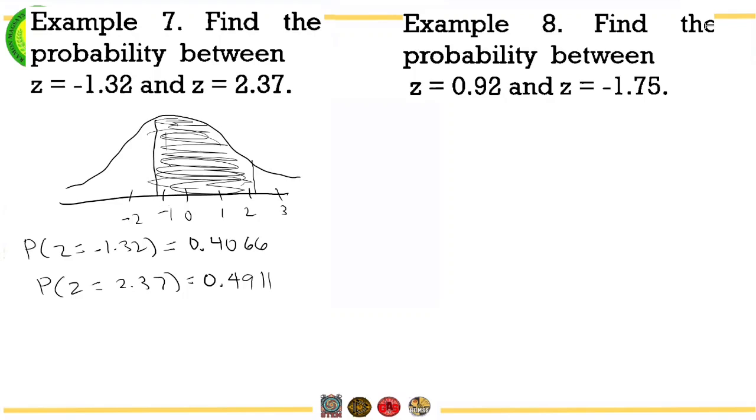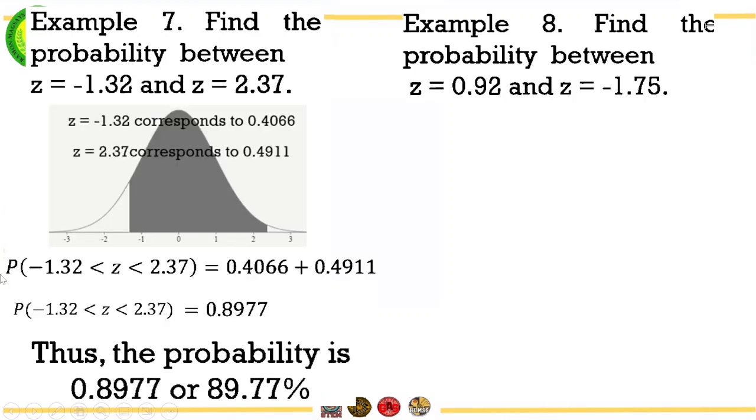So again, if the z values have different signs, we will add. So the proper notation is negative 1.32 is less than z is less than 2.37. So the area between negative 1.32 and 2.37 is 0.8977. Thus, the probability is 0.8977 or 89.77%. Find the probability between 0.92 and z is equal to negative 1.75.